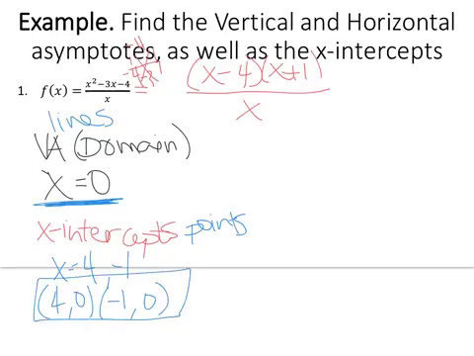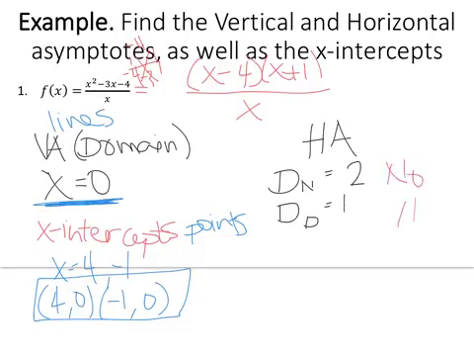All right, the last thing we need to come up with is our horizontal asymptote. So again, this is where we compare our degrees. The degree of the numerator, so I'm going to say dn is 2. The degree of the denominator is 1. When the degree of the top is bigger, there is no horizontal asymptote.